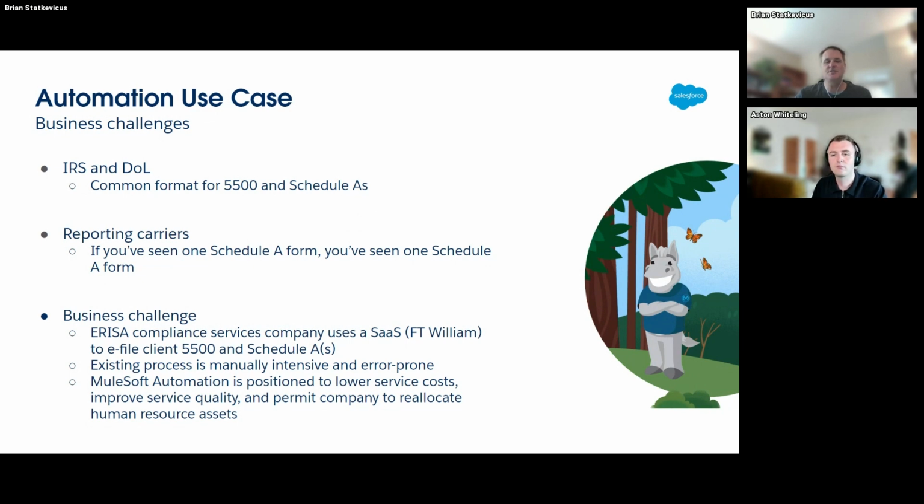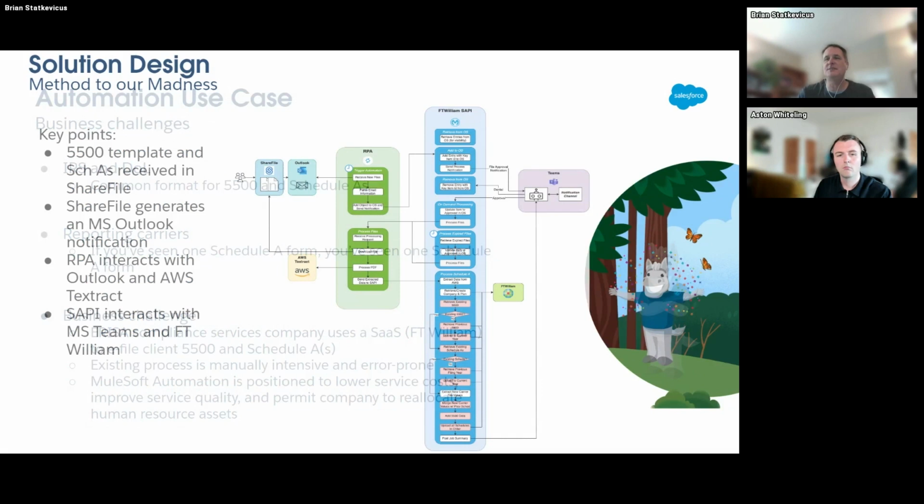So position MuleSoft Automation to lower the service costs, improve the quality, and allow the company to reallocate the human resource assets from pretty much every client to some more high-touch, value-add work that this company can provide. So great. Now we know about the use case. How do we go ahead and implement it?